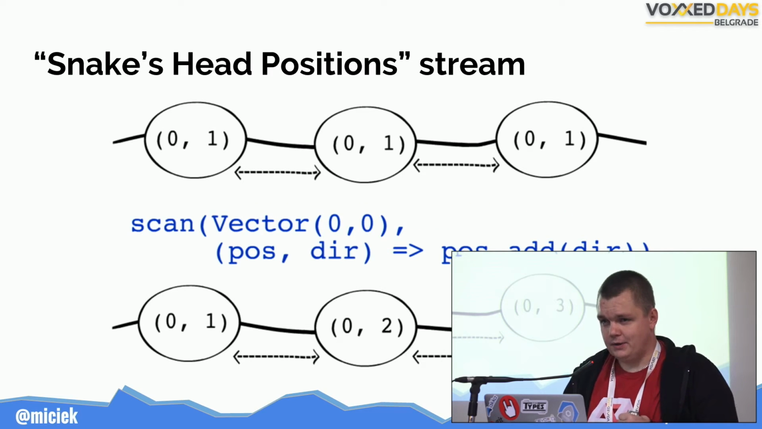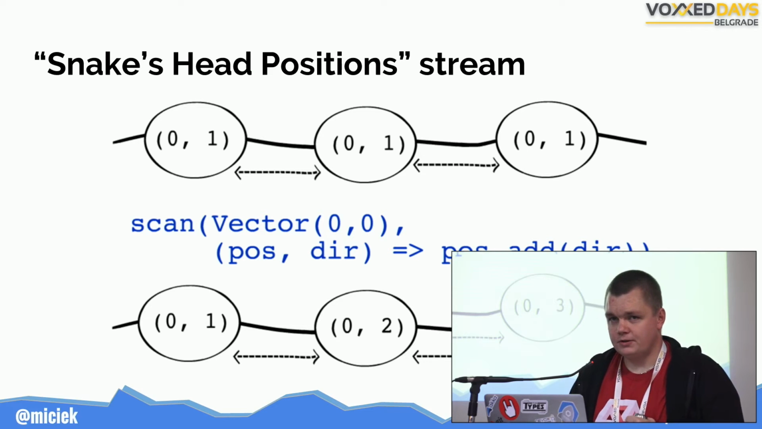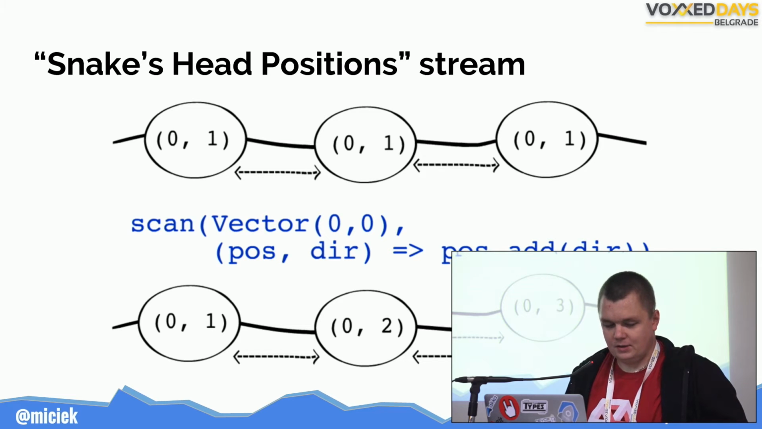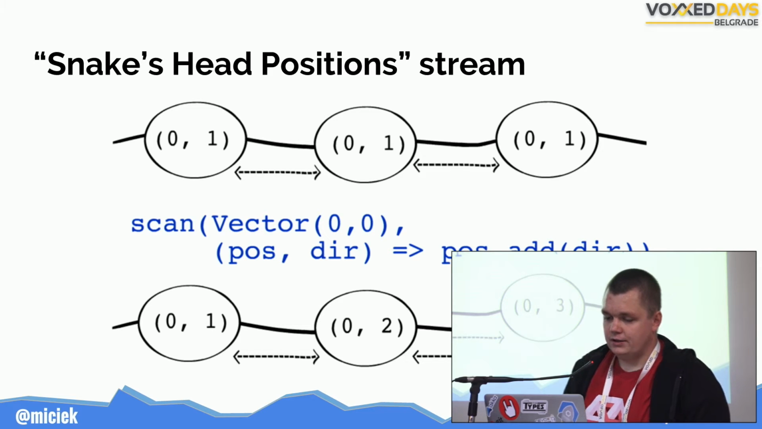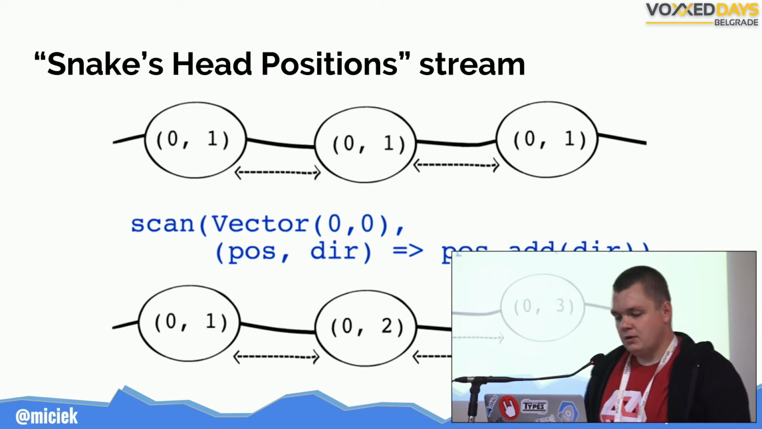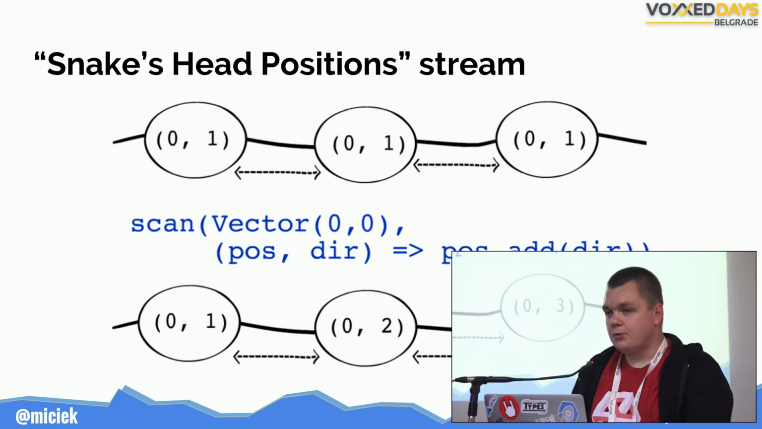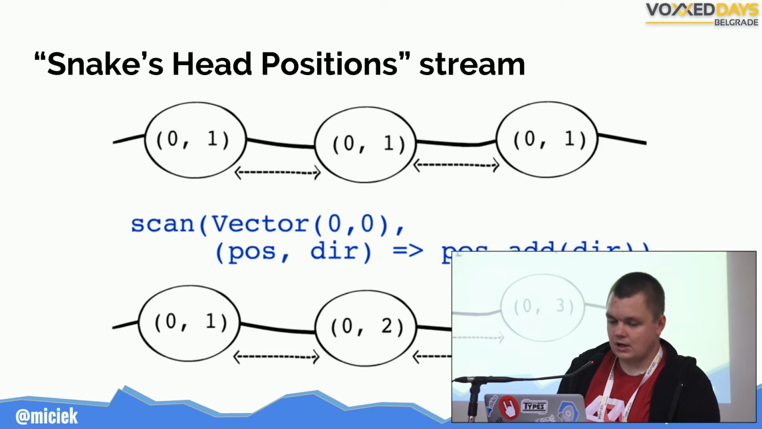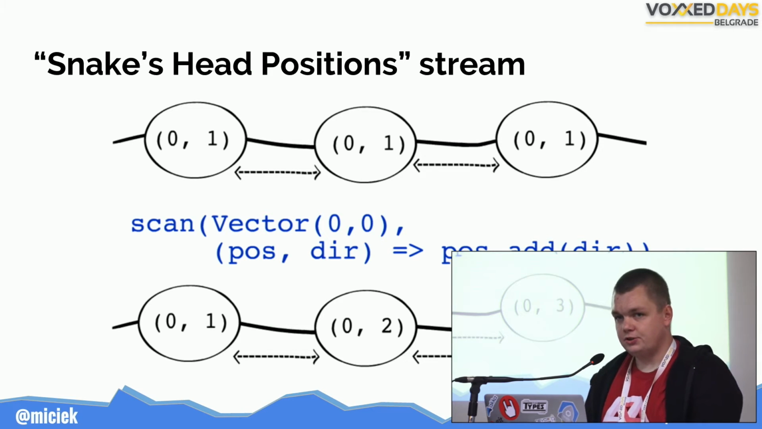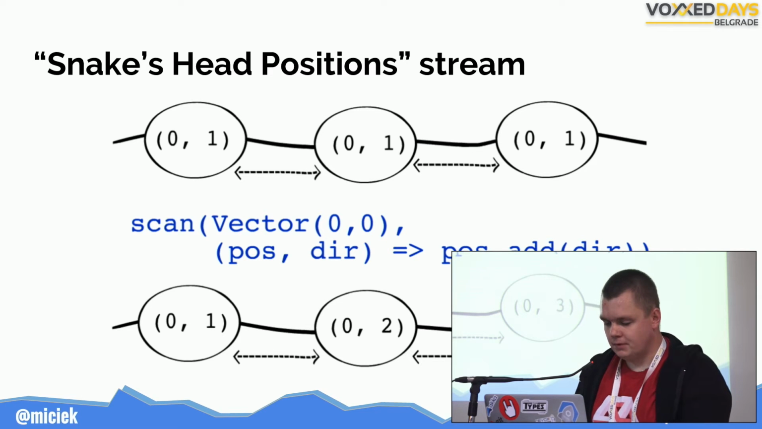Then we can take this direction stream and scan over it. So this is the second operator. I will do a short summary of those two operators in the next slide. But for now, let's assume that scan is just an accumulator. So it accumulates value over time. That's how we can convey information that changes over time without using any assignable variables.